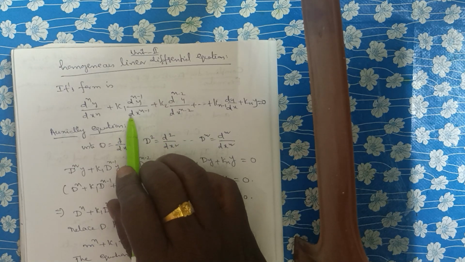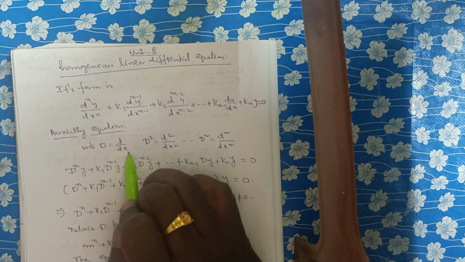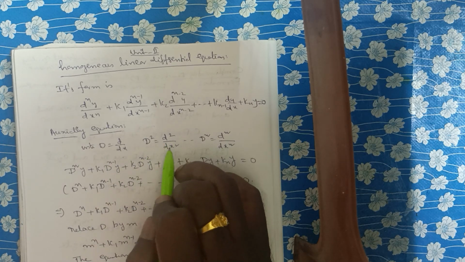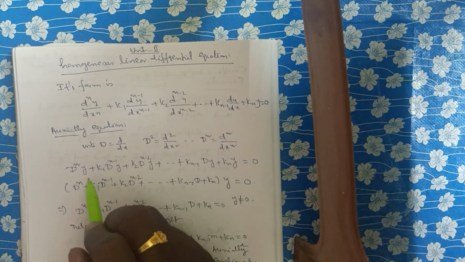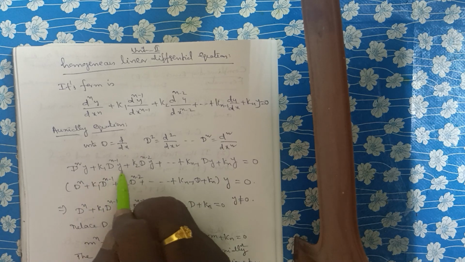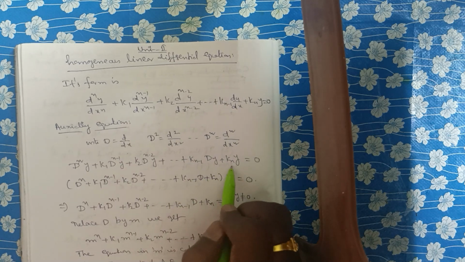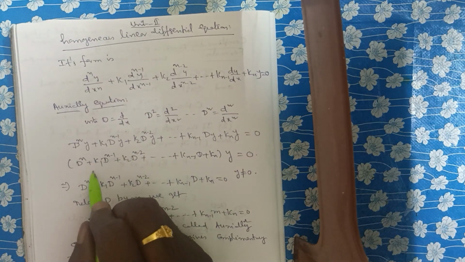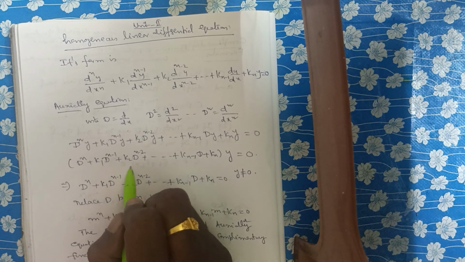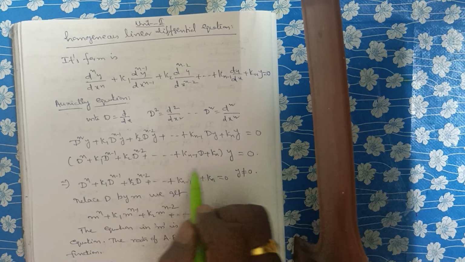After knowing this differential equation, first we find its auxiliary equation. To know about the auxiliary equation, first we write D = d/dx, D^2 = d^2/dx^2, D^n = d^n/dx^n. By doing that, we have D^n y + k1 D^(n-1) y + k2 D^(n-2) y + ... + k(n-1) D y + kn y = 0. By taking y common, we have (D^n + k1 D^(n-1) + k2 D^(n-2) + ... + k(n-1) D + kn) y = 0.